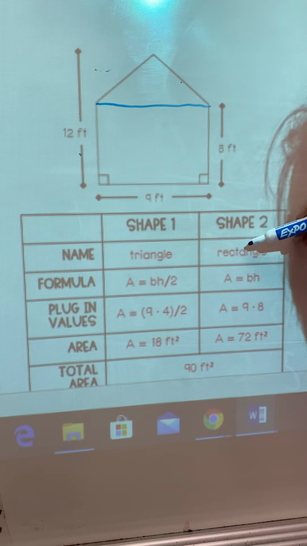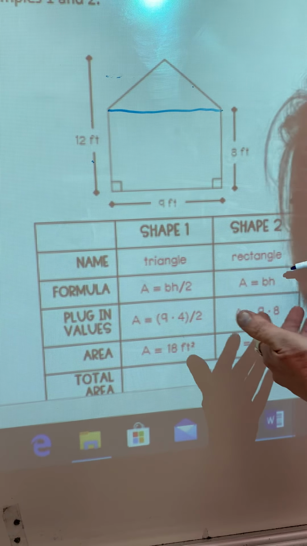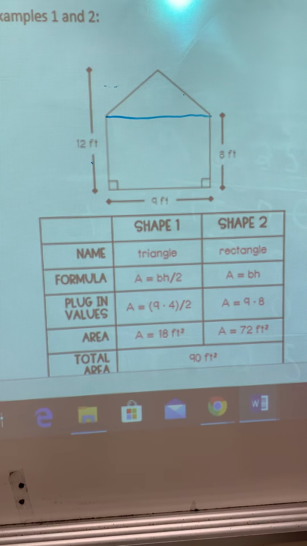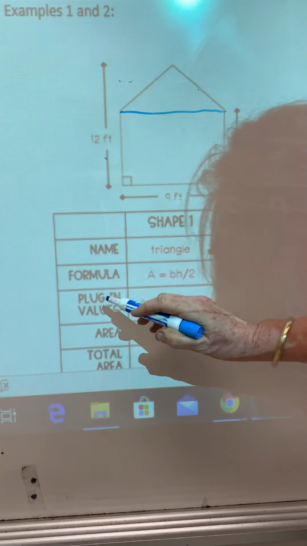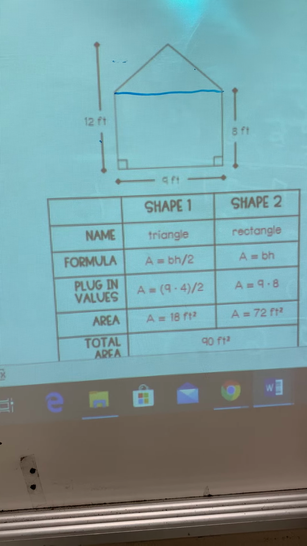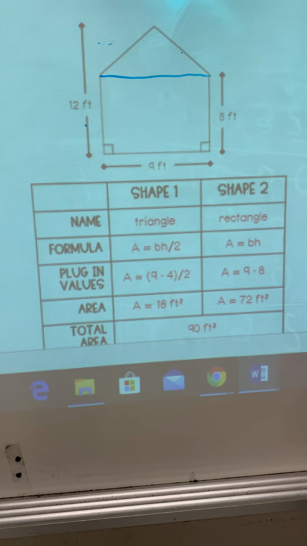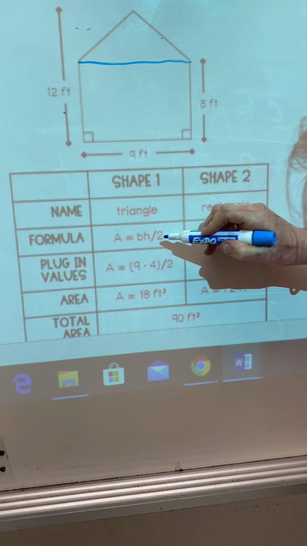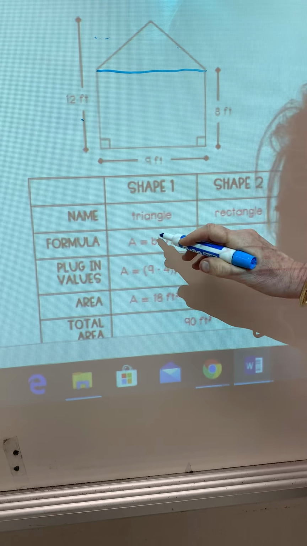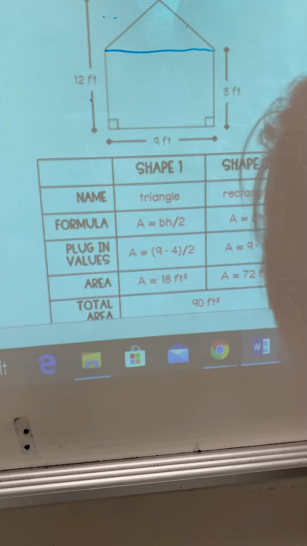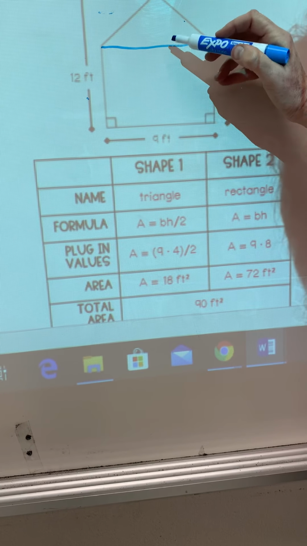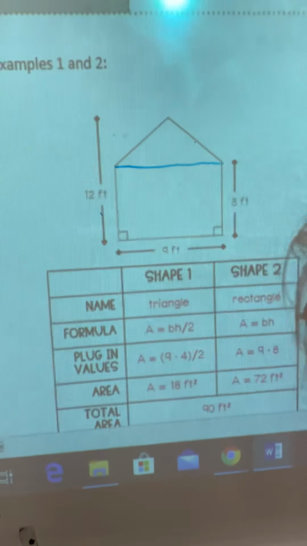Then the rectangle over here, we write down that formula, which is area is equal to base times height. Now, I should have used plug in only for this one, but plug in is when we're going to substitute. We are going to take the numbers that we see here, and they're going to take the place of the variables that you see written. Let's look. Now, I know that the triangle is going to be the base times the height, and I look at my triangle and nothing is written.